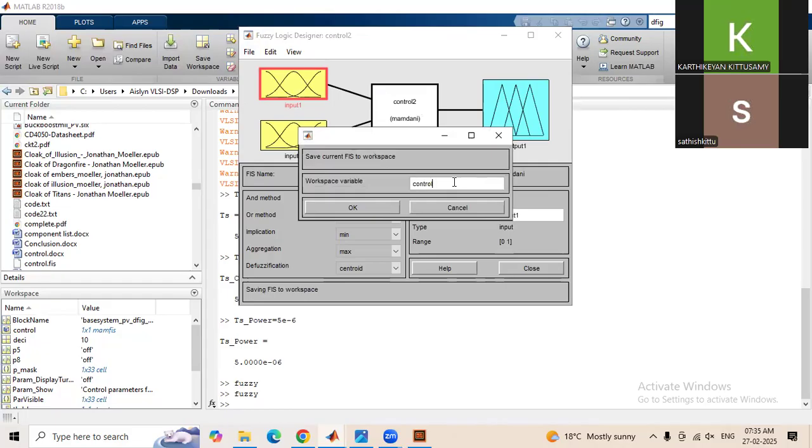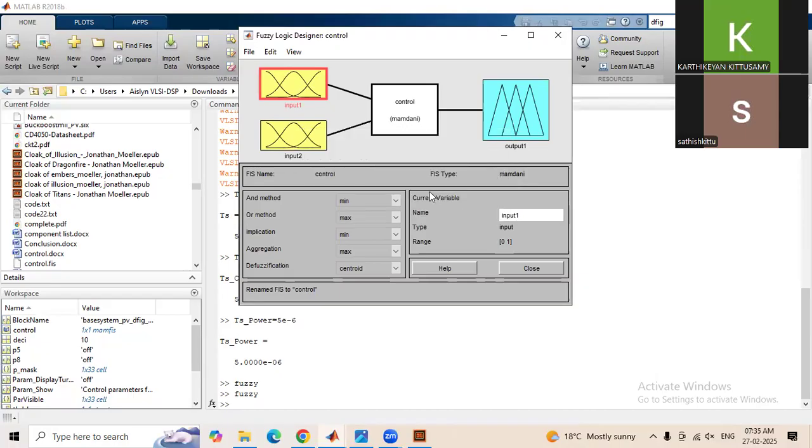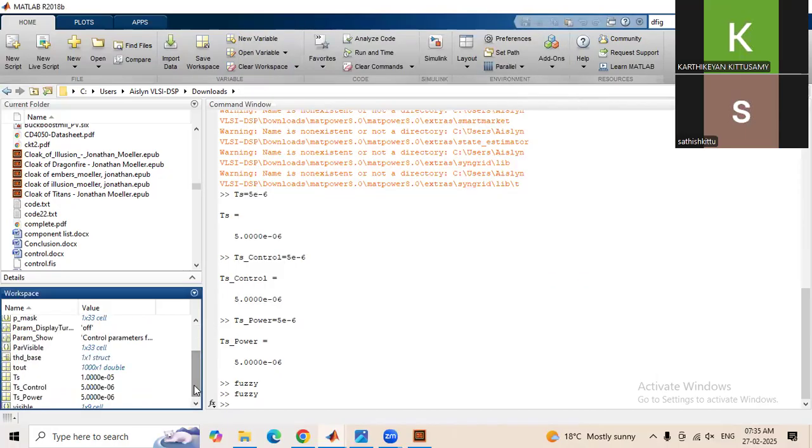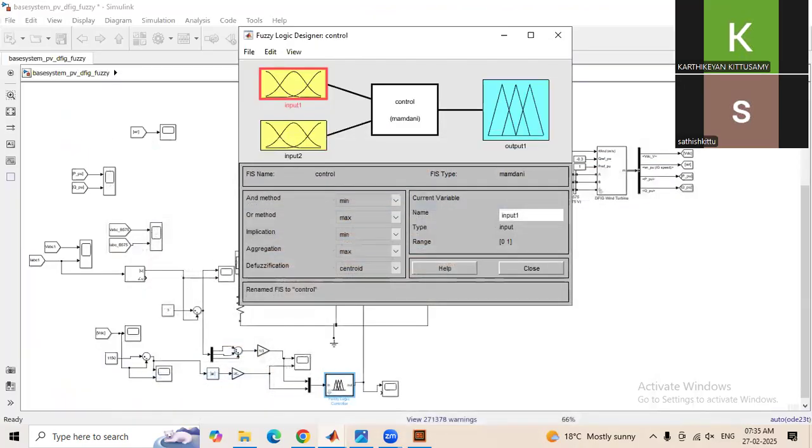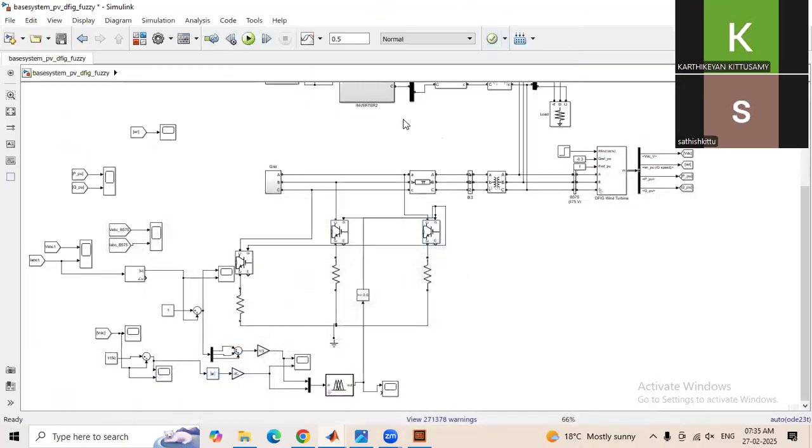Here the workspace variable name should be control. Then it will be exported to workspace. Here, this is control, the fuzzy file. After that, we have to run the simulation. Here we have to run the simulation.